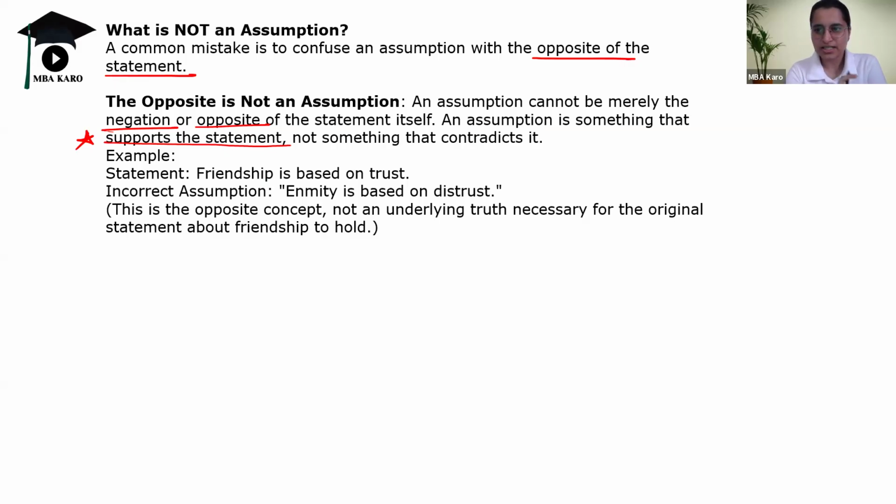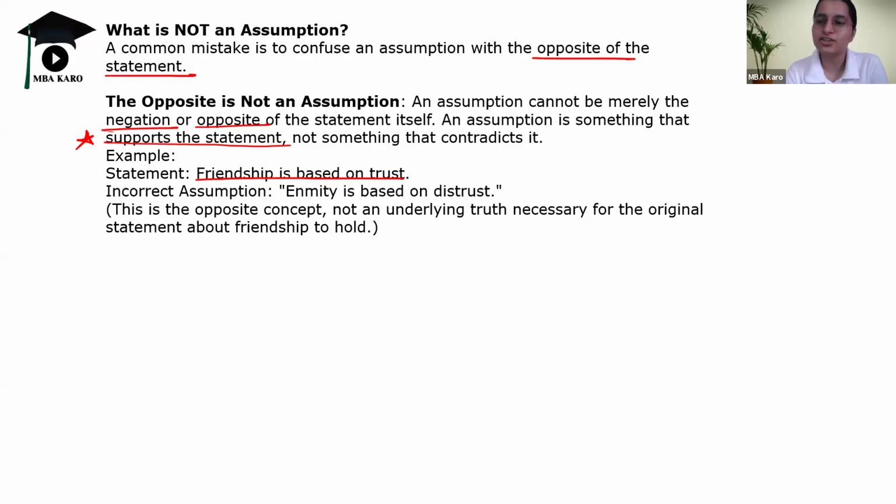We have a very easy example here. Friendship is based on trust. This is a simple statement. Friendship is based on trust. Now, what is an incorrect assumption when we are discussing here? What not to assume? You are not going to assume enmity is based on distrust. This is not the assumption.